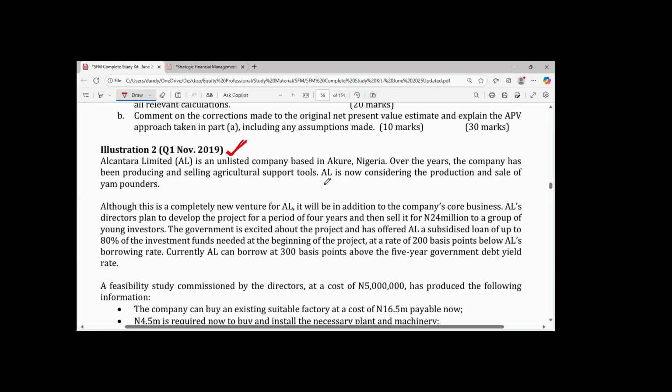All right. So let's solve this illustration number 2. It was tested November 2019. Of course, anytime ICAN tests APV, it is always a compulsory question. All right. So I need one of you to help us do justice to the question and read it.